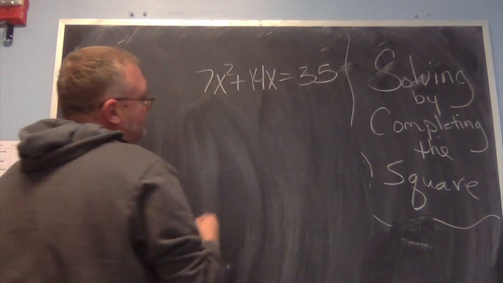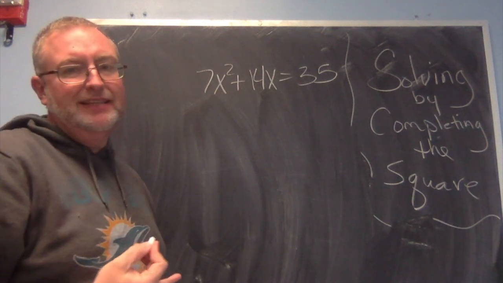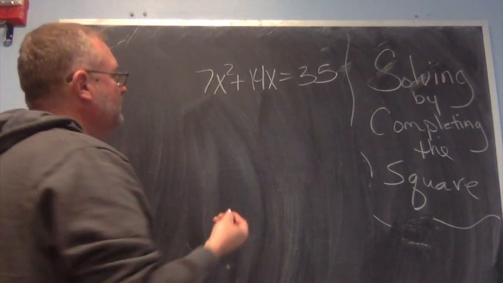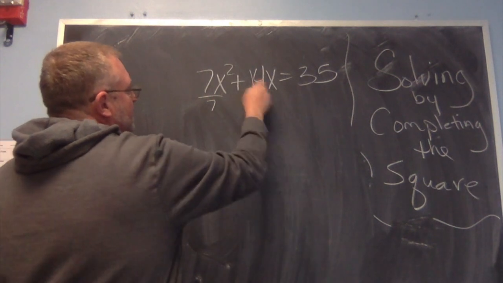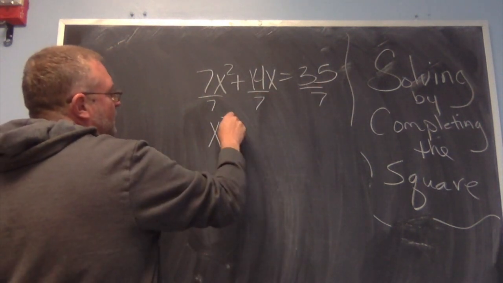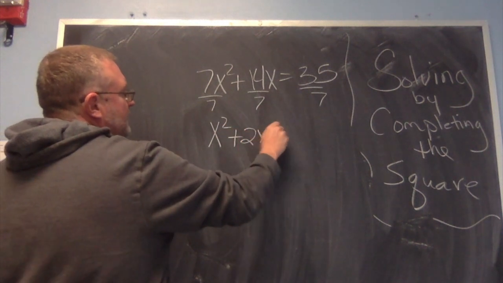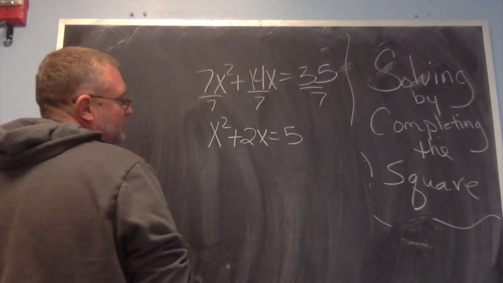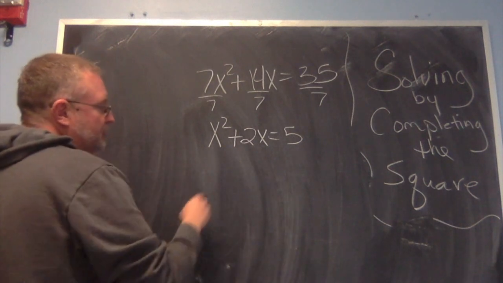All right, so it's already in the form I need, so now the next thing I need is to divide by 7 to get rid of everything. So divide by 7, divide by 7, divide by 7, which leaves me with x squared plus 2x equals 5. So this is nice. Then I have to complete the square.